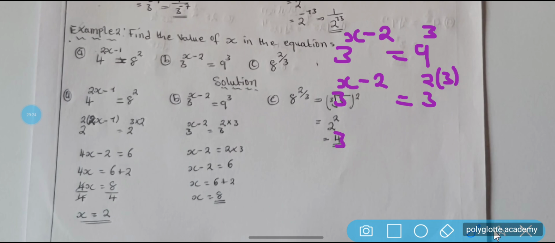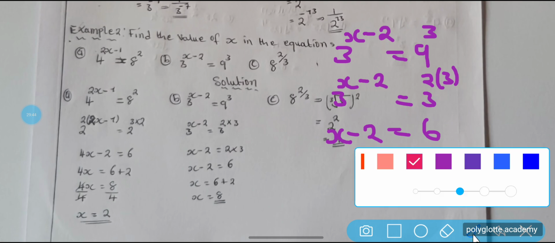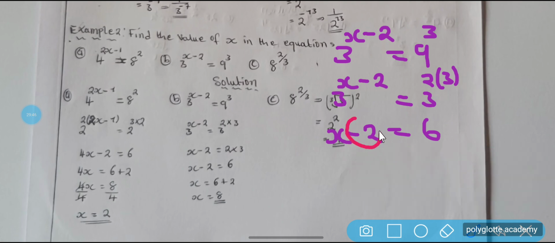Now since the bases are the same, since we have 3 as a base, 3 is equal to 3, we are going to equate also the powers. So we are going to take x minus 2 is equal to 6, because 2 times 3 will give you 6. Let's carry this minus 2 and bring it this way, because they are like terms, so that they should meet.